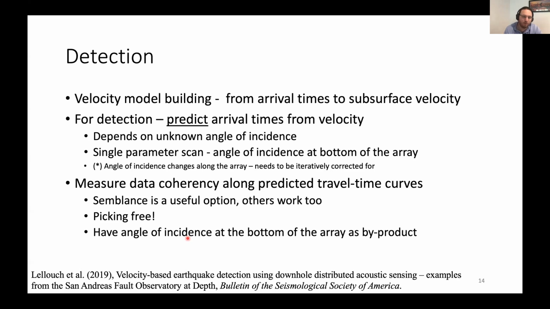We don't know this angle, so we have to scan for it, but it's a single parameter scan. The idea is that for every try of a different angle of incidence, we're going to predict the travel time curve, shift the traces according to this predicted curve, and then see if the events are flat. If the events are flat, it means that we have both the velocity and the angle of incidence right. You can measure flatness in many different ways. Again, coming from an exploration background, semblance is a very obvious choice, but others can work too. What's good about this method is that it's completely picking free. You don't have to pick anything, and that's good because we have huge volumes of data, and you get the angle of incidence at the bottom of the array as a byproduct.